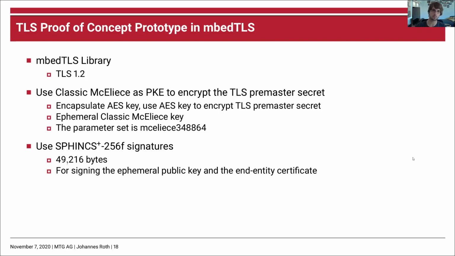And the only difference here is that we use ephemeral Classic McEliece keys as opposed to static RSA keys. The parameter set that we chose is the smallest parameter set of the Classic McEliece scheme, because in this case the private key or the extended private key fits quite nicely in our memory. We use Sphincs+ signatures for the certificates and also for signing the ephemeral public key. The signatures are 49,000 bytes large, and we chose this to demonstrate that we even have some space left to verify large signatures.